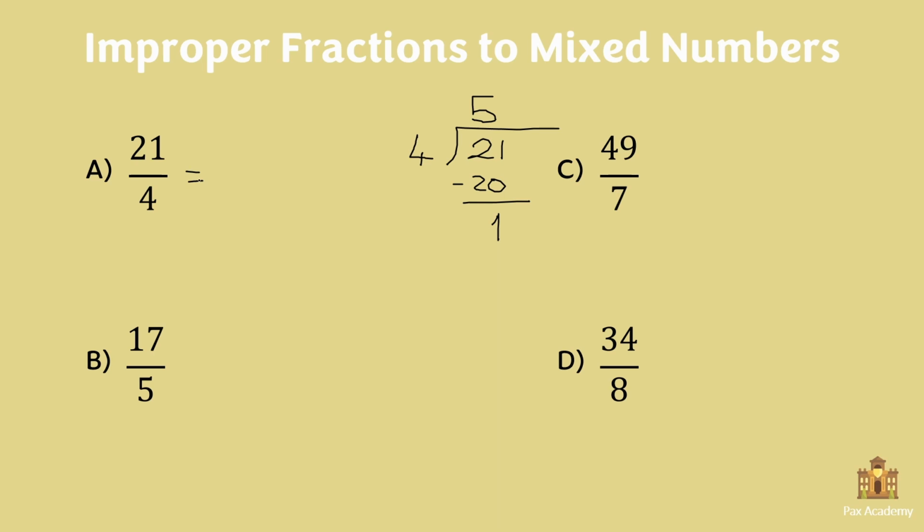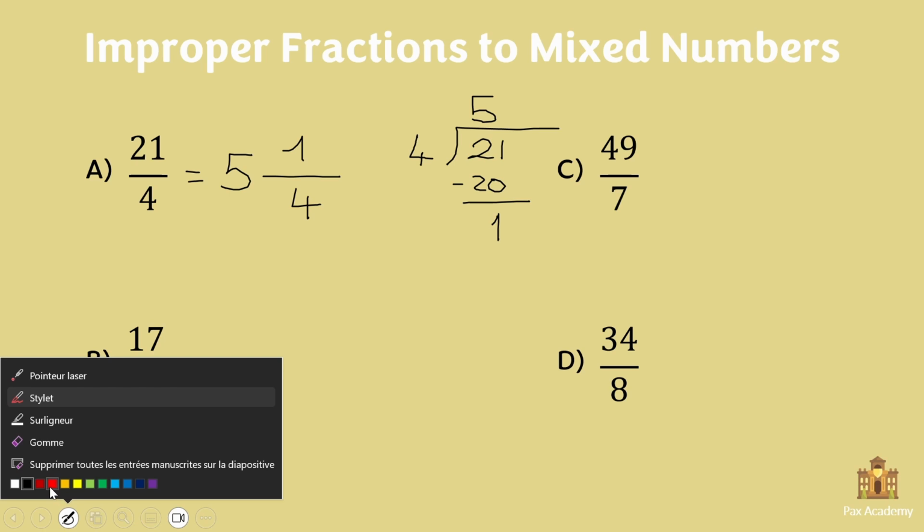So 21 over 4 is equal to, remember, a whole number. In this case, the whole number is going to be the number on top, so 5. And then the numerator of the fraction is going to be the remainder, 1, over the denominator, which is the same, so 4. Now let me color code this so it's a bit clearer.